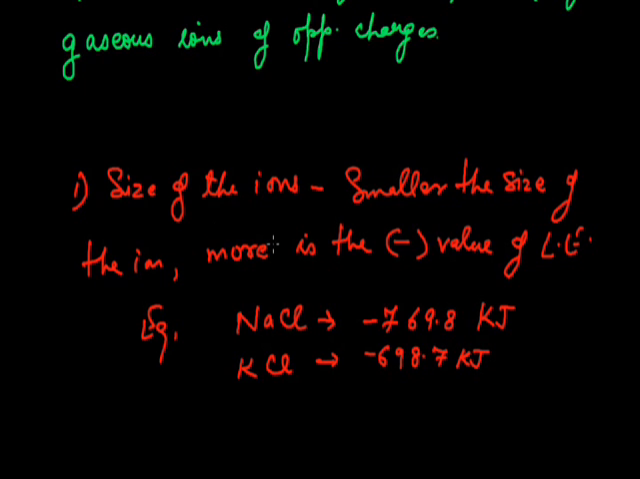It is indicating that smaller is the size of the ion, more is the amount of lattice energy. And the negative sign here is indicating the energy that is being released during the process.